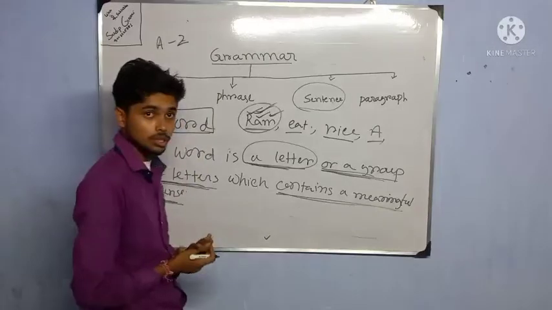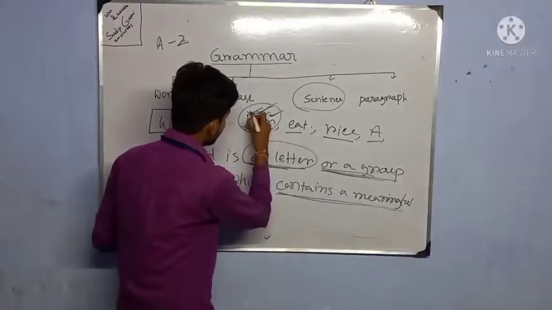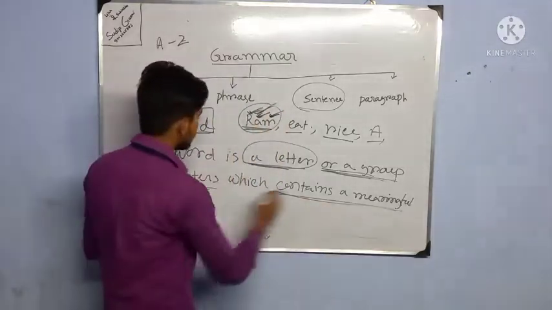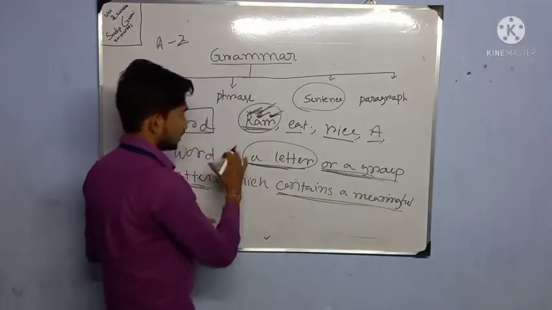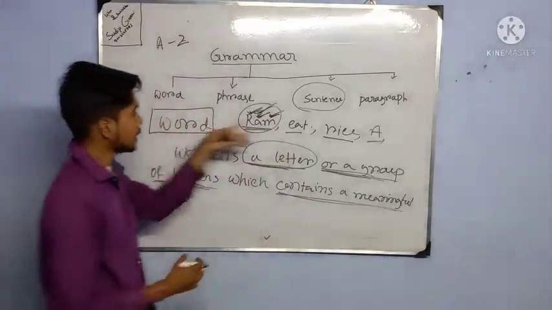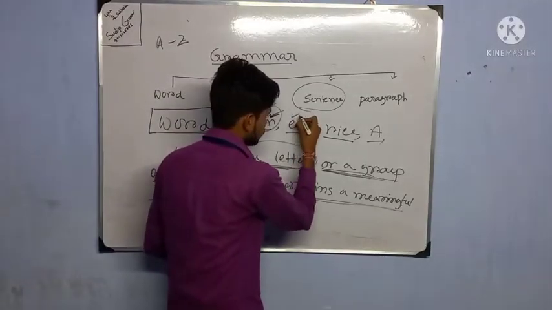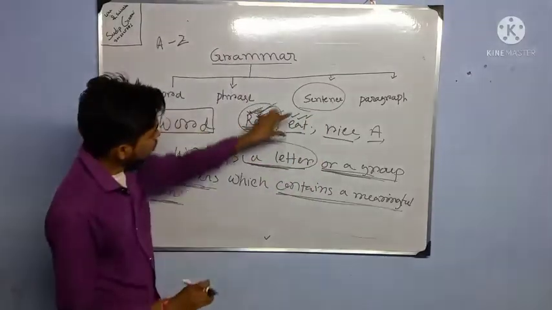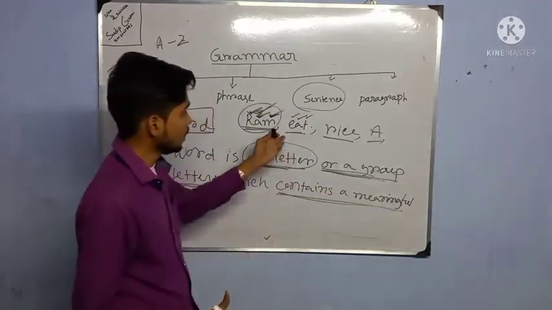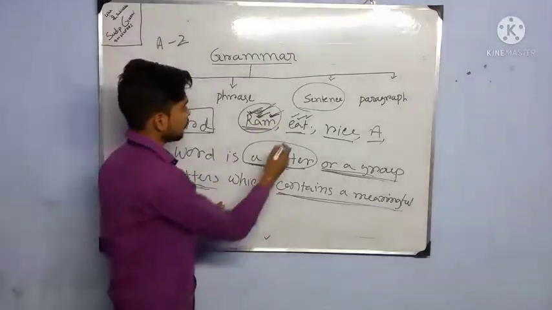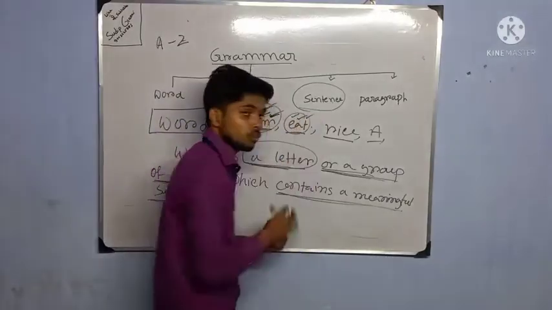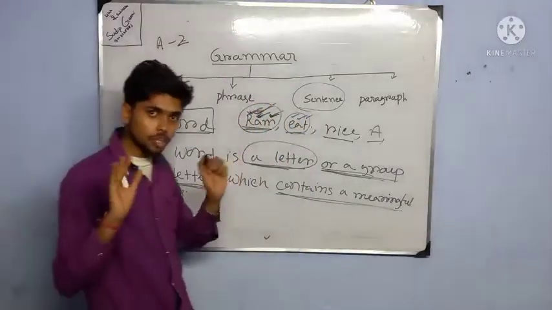Once more I will repeat. Ram: there are three letters, R is a letter, A is a letter, M is a letter. And the second condition is whether it contains a meaningful sense or not. Ram is the name of a person. So definitely we can say this is an example of a word. Second, look at eats: E, A, T. So a group of letters. It is fulfilled. And second, whether it has any meaning or not. Definitely it means taking food. So it is also an example of a word. I think you have got my point.